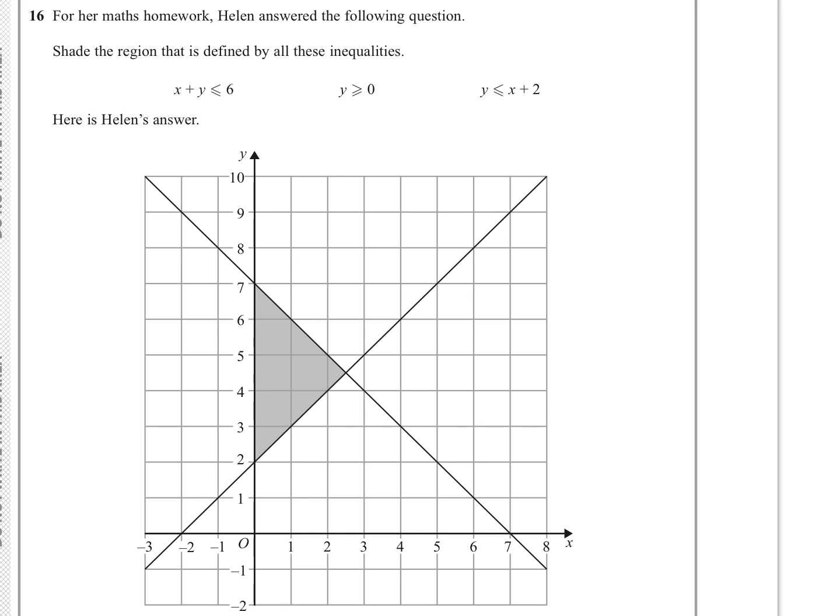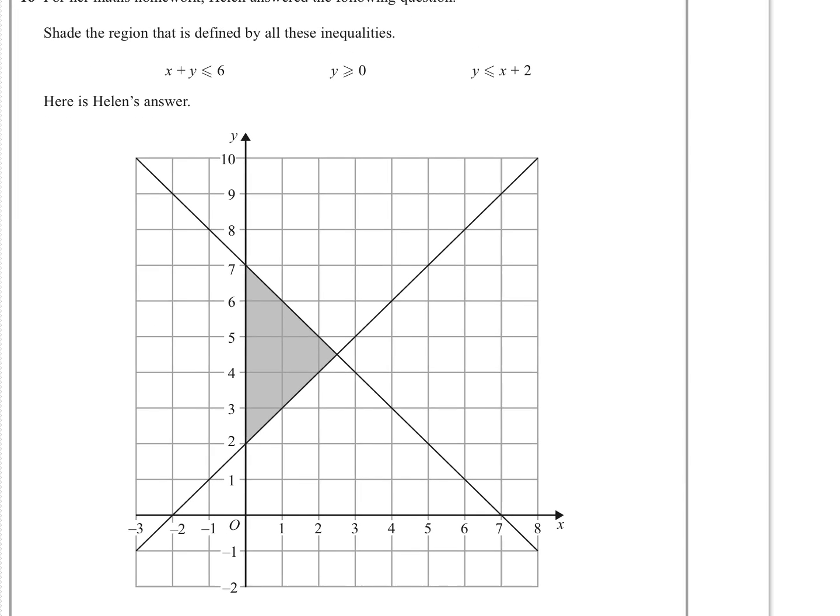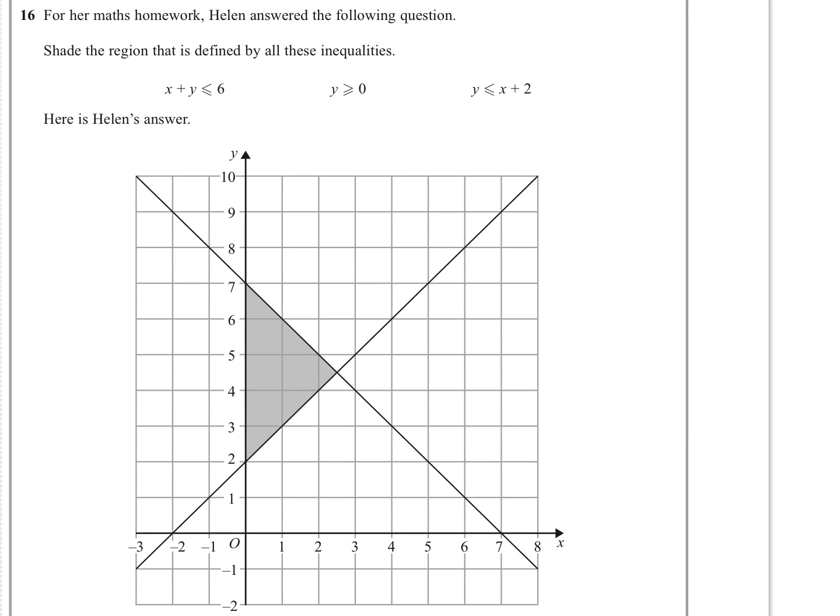Question 16. For her maths homework, Helen answered the following question. She shaded the region that is defined by the following inequalities: x plus y is less than or equal to 6, y is greater than or equal to 0, and y is less than or equal to x plus 2. Apparently she made 2 mistakes, and we've got to write down those 2 mistakes. So let's start having a look. Well, let's start with this one.